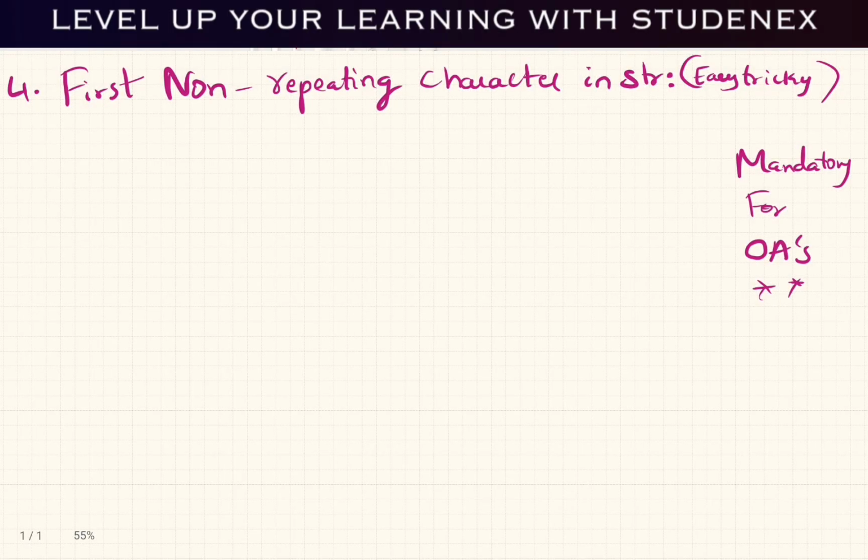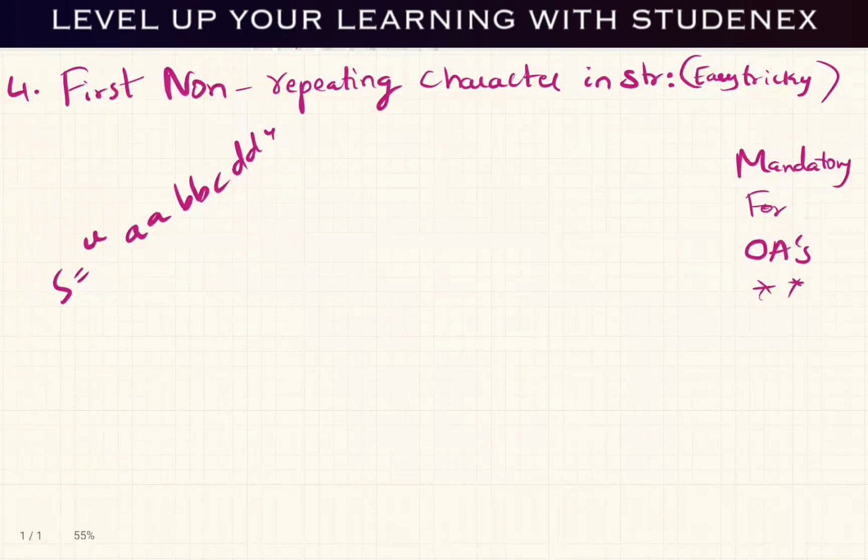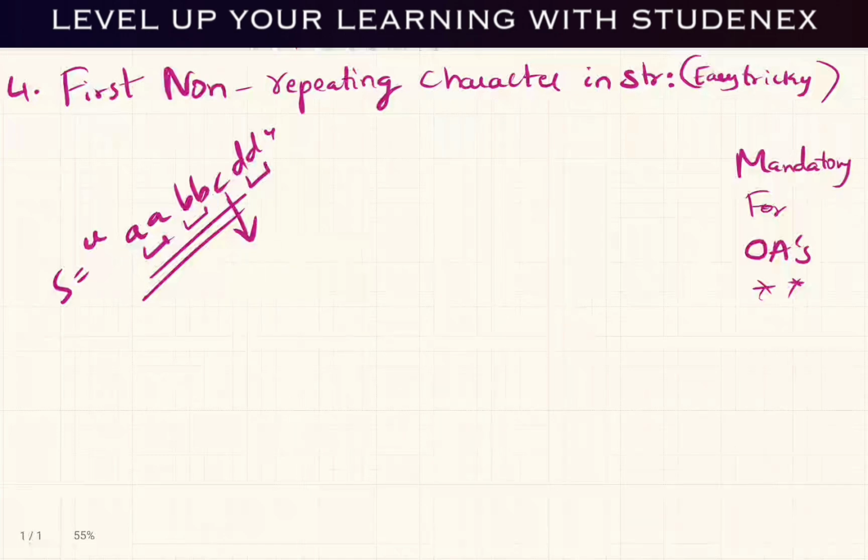The fourth question is the first non-repeating character in a string. Assume my string is A, B, B, C, D, D. If you see, A is repeating, B is repeating, but C is not. Again, D is repeating. The first character which has not repeated is C, so I'm going to print that. This is my answer. So I need the first non-repeating character in a string.